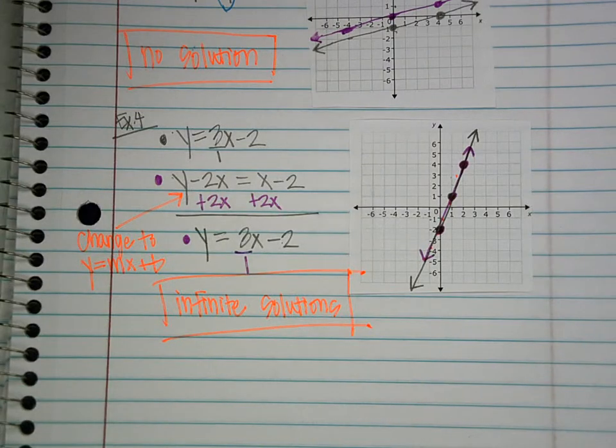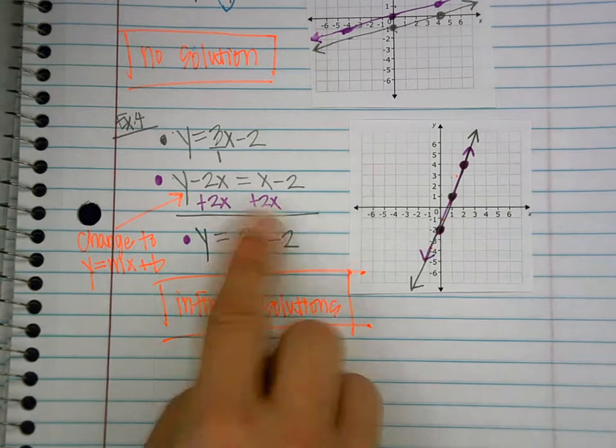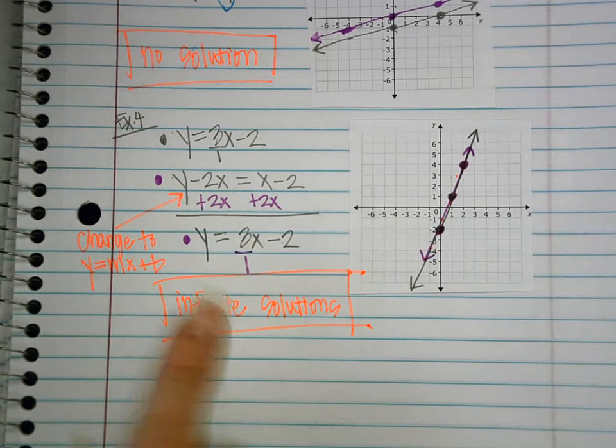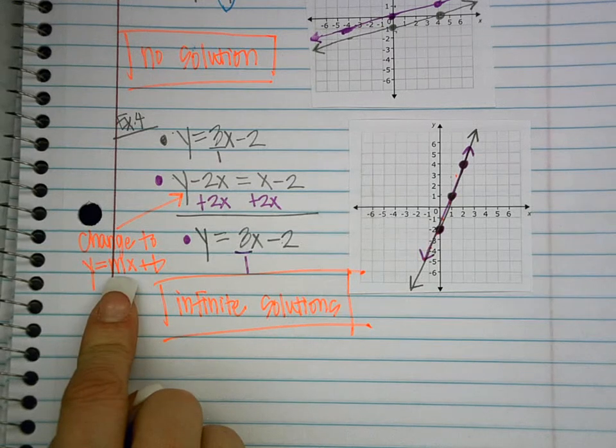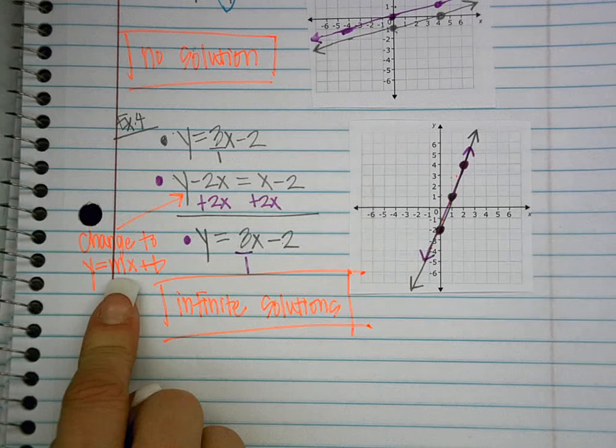Who has questions about that? Ms. Kuhn, you know how we did the plus 2x? How do we know that we need to do that? Because before you can graph, it has to be in y equals mx plus b form. So y has to be by itself before you can graph it.